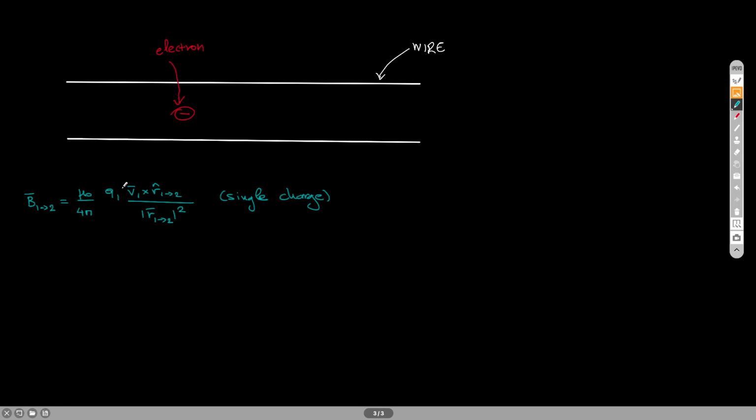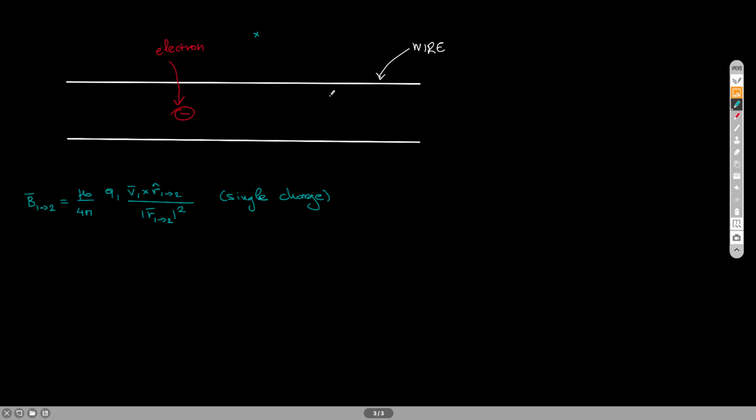I have shown you in previous videos that if you have a single charge, like my electron here, and I want to find the magnetic field at some point around or near this electron, I can use Biot-Savart's law for a single moving charge. The constant, Q1, the velocity of the charge, the cross product with the unit vector, divided by the distance between the source and the observation location squared. This will give me the magnetic field that this charge creates at the observation location.